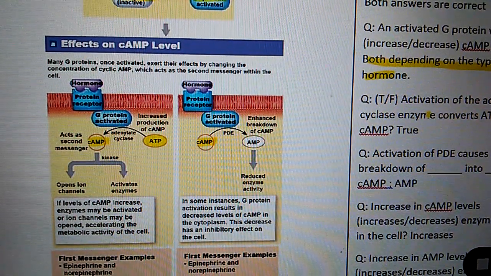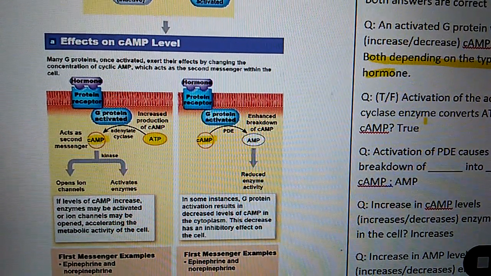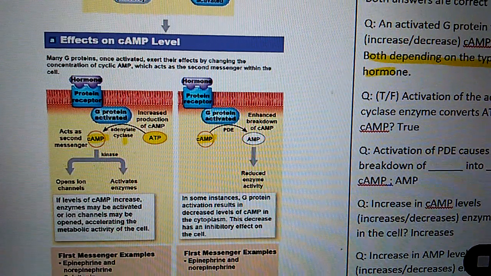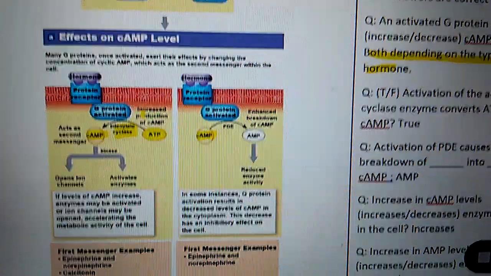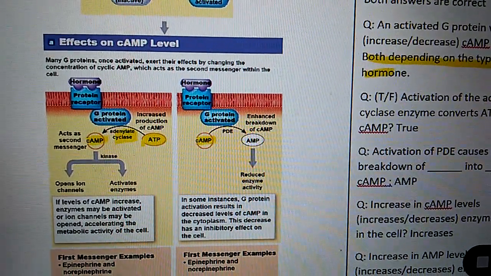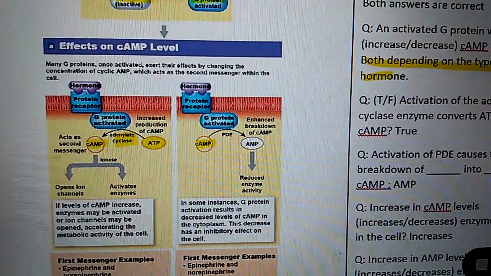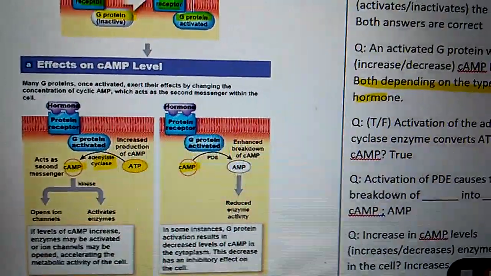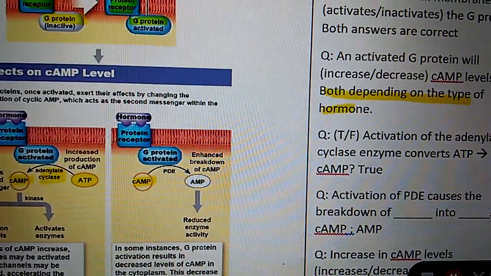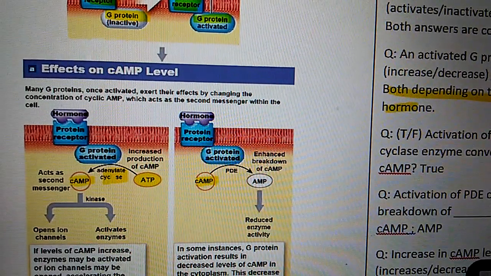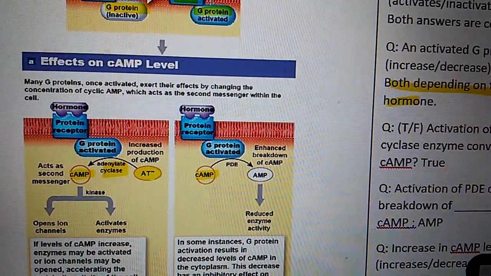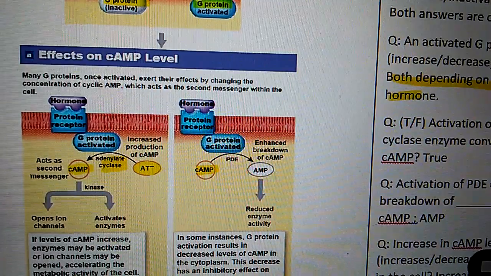True or false? Activation of adenylate cyclase converts ATP to cyclic AMP. True. What enzyme is responsible for converting ATP to cyclic AMP? I just want to make this larger for you guys so you can see it. Adenylate cyclase.